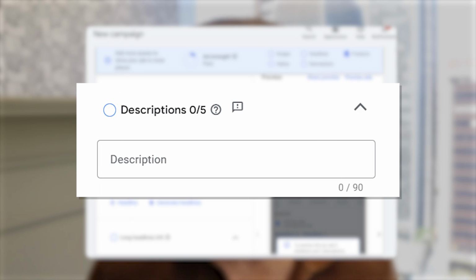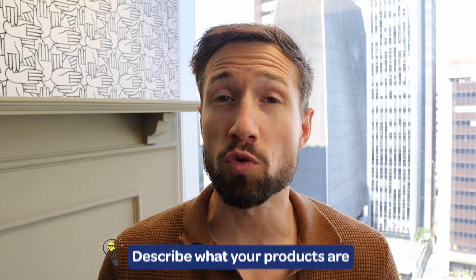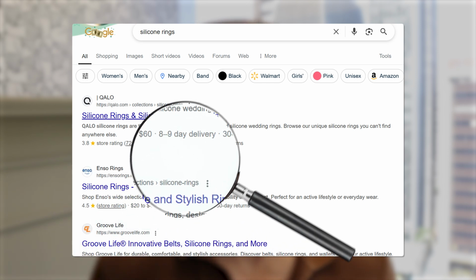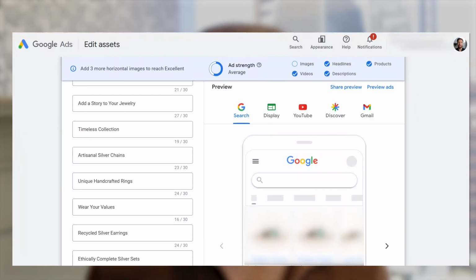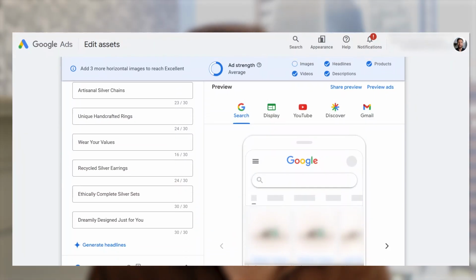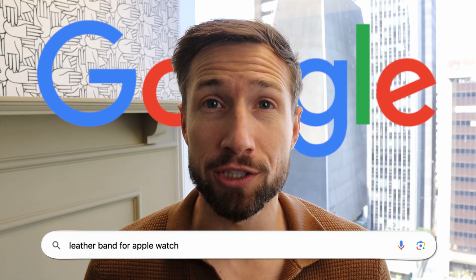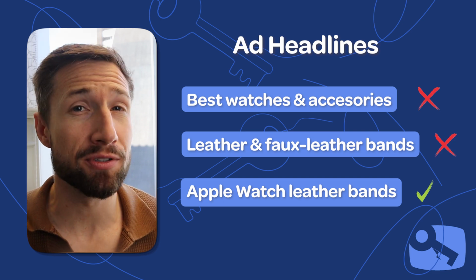The first assets we need to tackle are headlines and descriptions. A great approach to writing these is to write according to themes. The first theme is to simply be descriptive. Describe what your products are. Shoppers are scanning Google search results for links to what they're looking for. If your description fits their intent, that's the best way to attract their attention. Also, try to be as specific as you can for the products that you're advertising. For example, if someone were to search for leather band for Apple Watch, the third headline would certainly appeal to them most.